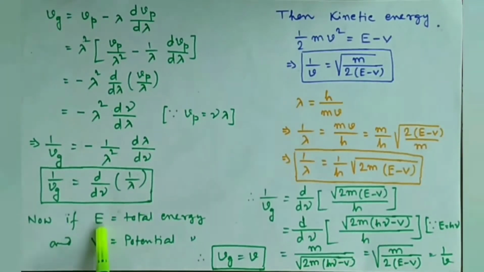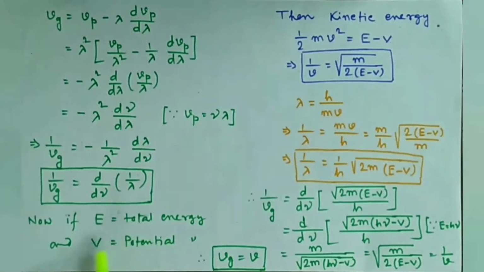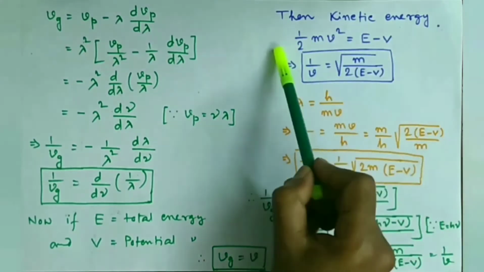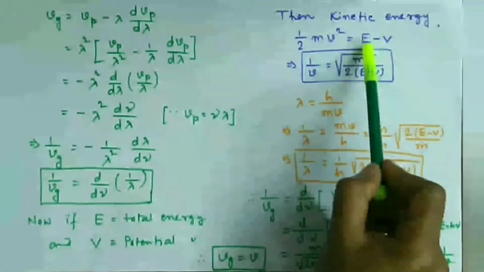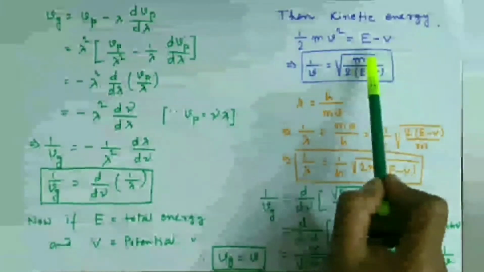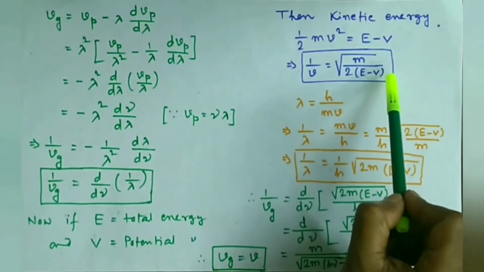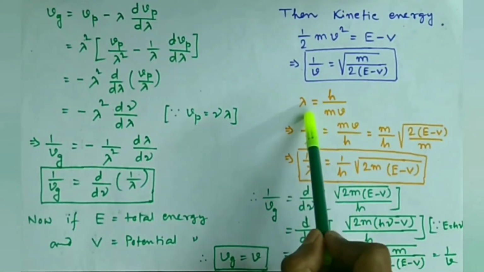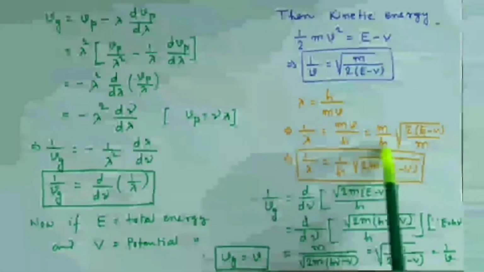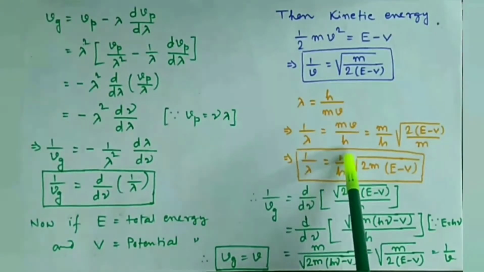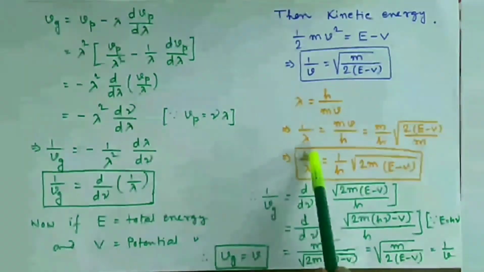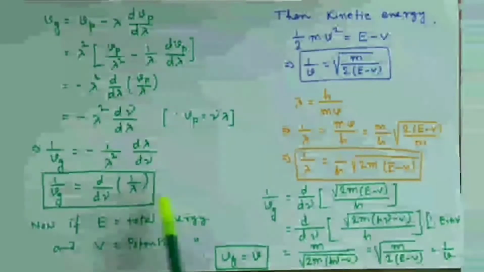Now, if E is the total energy of the free particle and V is the potential energy, then the kinetic energy of the particle, half mv square, equals total energy minus potential energy, or v equals root over 2 by m into E minus V. From the de Broglie hypothesis, we get lambda equals h by mv. Putting the value of v in this expression, we get 1 by lambda equals 1 by h root over 2m into E minus V.